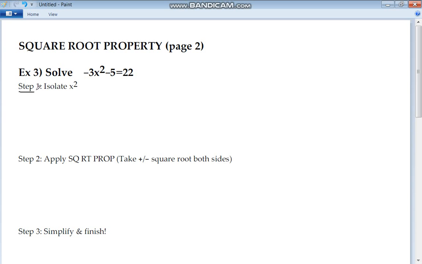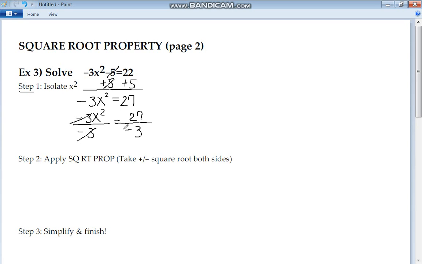Step 1 says to isolate the squared portion. So first we're going to add 5 to both sides of the equal sign to move the 5 over. These guys will cancel and it will leave negative 3x squared equals what? 27. And then we're going to divide next. We're going to divide both sides by the negative 3. So it's negative 3x squared divided by negative 3 equals 27 divided by negative 3.